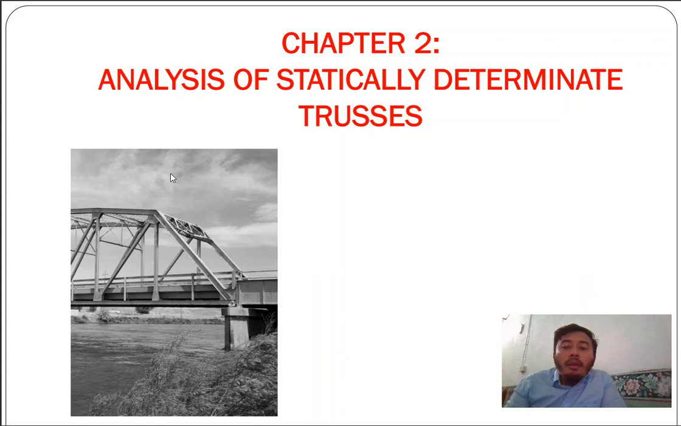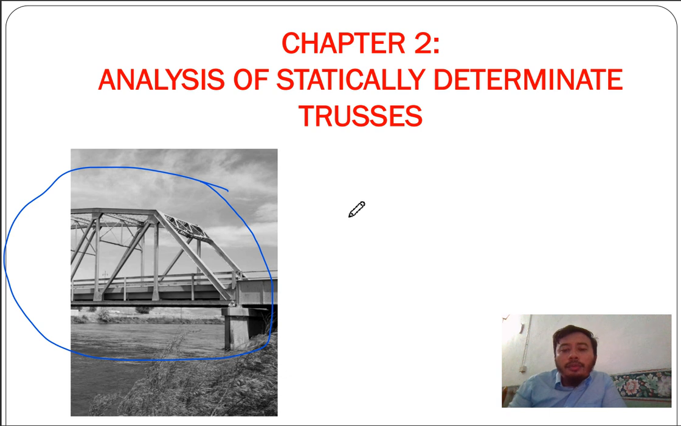Oh, hello again, and welcome to the video on chapter 2 of structural theory. So, chapter 2 is the analysis of statically determinate trusses. This is an example of trusses. This is bridge trusses made of steel.